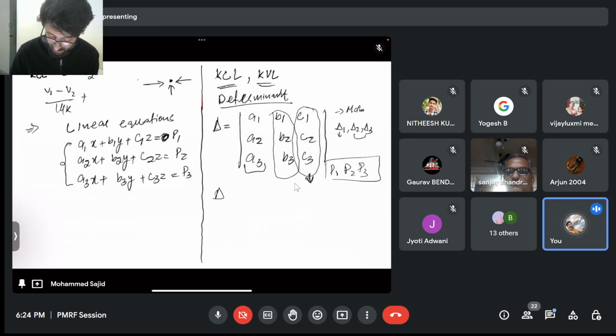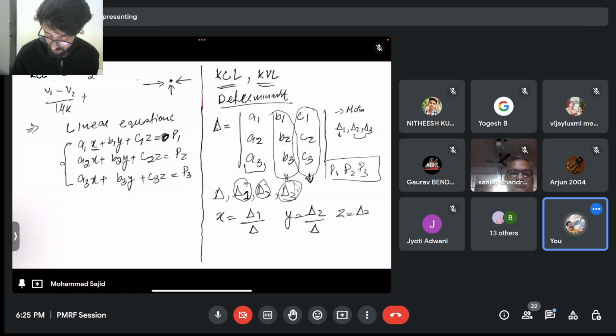When you have delta 1, delta 2, delta 3 in hand, just remember that the first variable is x. So in delta 1 you replace the first column, in delta 2 you replace the second column that belongs to y, and for the third column you replace it in delta 3. Now, to find x, you simply write delta 1 by delta, y equals delta 2 by delta, and z equals delta 3 by delta.